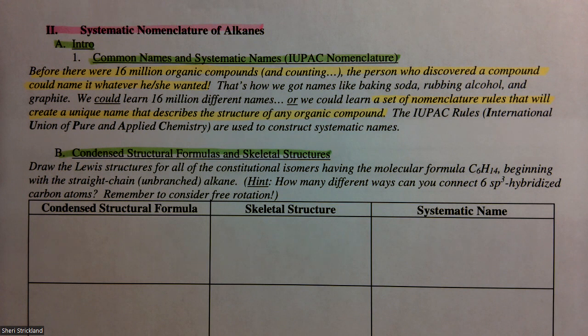So there were two options. We could learn 16 million different names, or we could learn a set of nomenclature rules that will create a unique name that describes the structure of any particular organic compound. These are called the IUPAC rules, and from them, we construct systematic names.